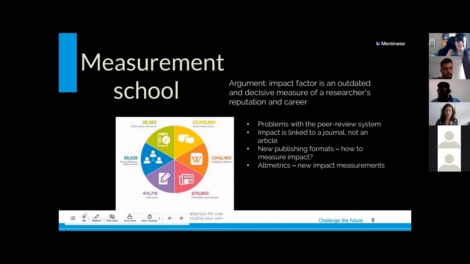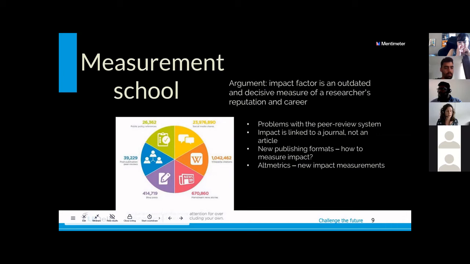And they also claim that there are lots of problems with the peer review system, that the impact is linked to the journal, not the article. And they claim that we are in the 21st century and there are already other ways of publishing. And it is not really figured out how to measure the impact of these new publishing formats, and also how to measure the impact of science outreach.